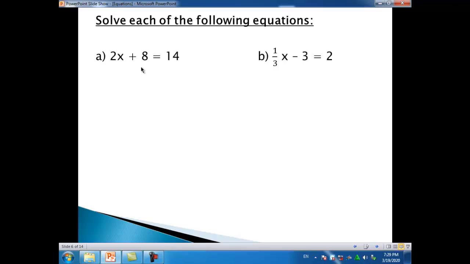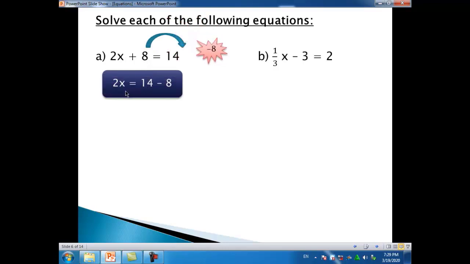Okay, but we always, all the time, start with the addition or subtraction. So, where is the addition here? Yes, number 8 wants to go to the other side, to the 14. How can we go to the other side? Yes, with minus 8. So the equation will be 2x equals 14 minus 8. Now 14 minus 8 equals 6. Then we will write like this, 2x equals 6.